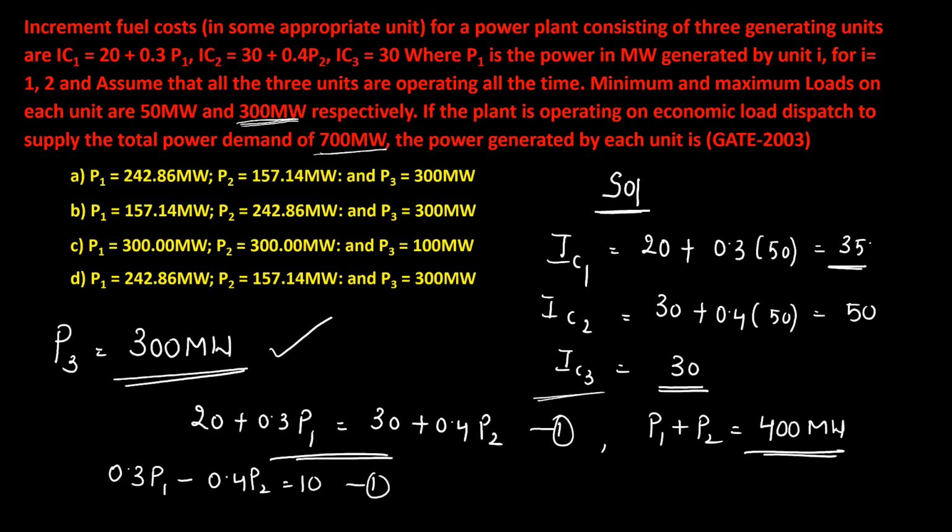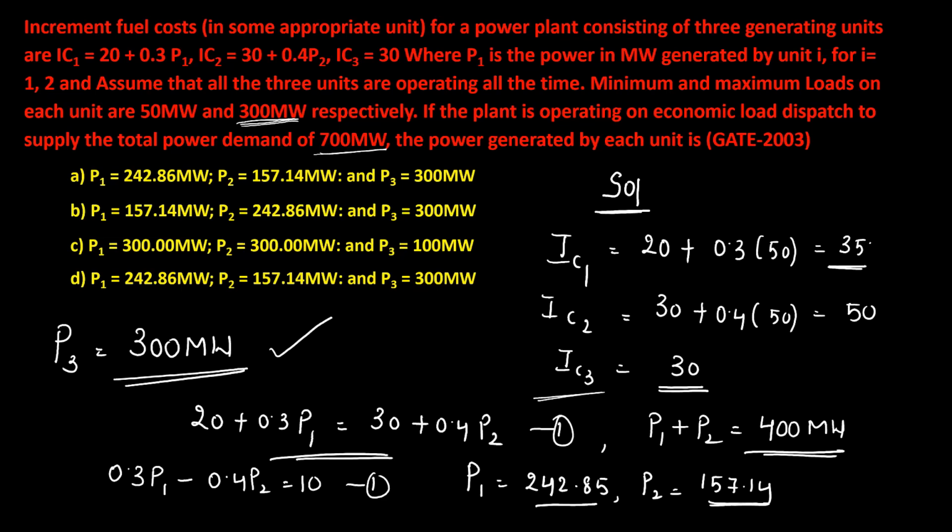If you solve that, what you're going to get? P1 is 242.85, P2 is 157.14. Check whether they are within limits or not. Yes, they are within the limits. So this is the optimum generation.